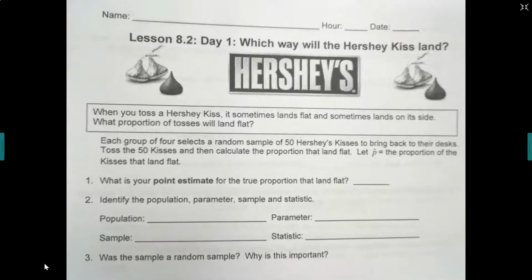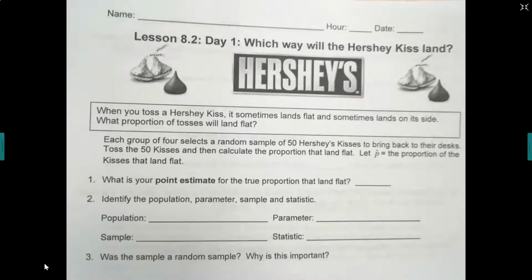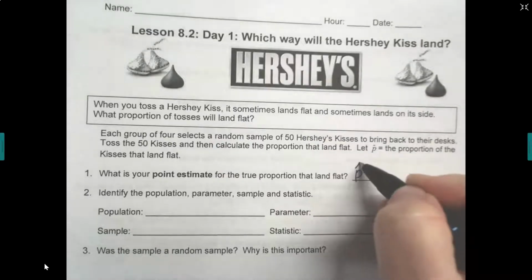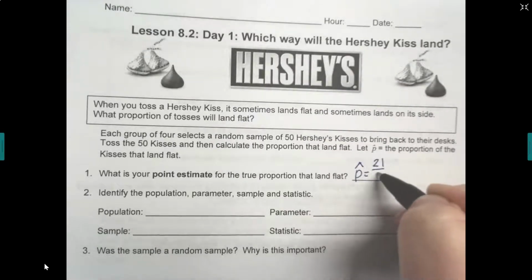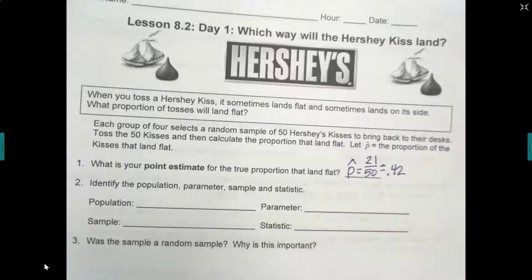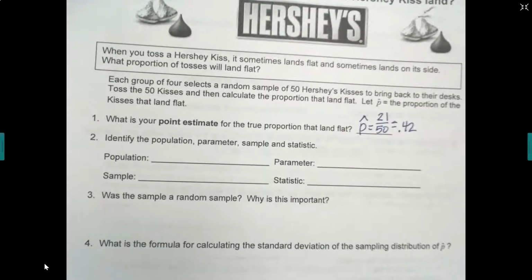All right, so what we have for today is which way will the Hershey Kiss land? If we took a bunch of Hershey Kisses and rolled them in our hands like dice and dropped them onto the table, are they going to land flat up like they're supposed to, or on their side? I did this in sets of 5, for a total of 50 Hershey Kisses being rolled, and I got a sample percentage of 21 out of my 50 landing flat, or about 42% of them. That's our point estimate.